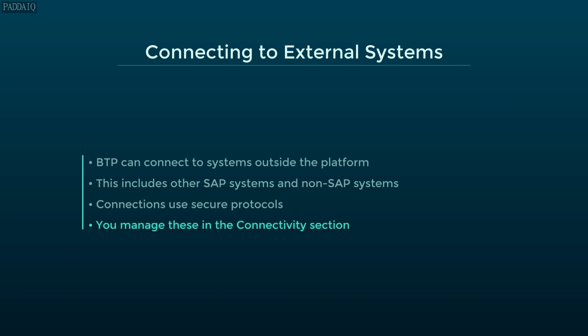You manage these in the connectivity section. This means you use a central place in SAP BTP to set up and control links to outside applications or data sources. For example, connecting your BTP account to Salesforce to share customer data. This simplifies how you handle all external connections securely.